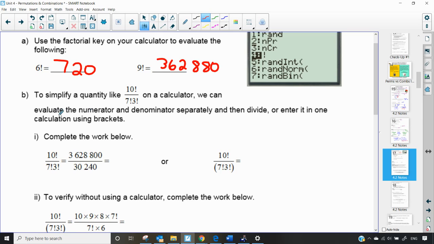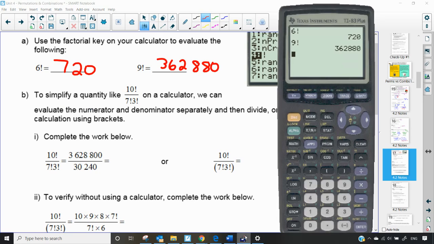All right, so if I want to figure out what 10 factorial over 7 factorial 3 factorial is, I can do that in one of two ways. I can calculate each individually, so I can figure out what 10 factorial is, and then figure out what 7 factorial 3 factorial is, and divide the two. So 3,628,800 divided by 30,240. Or I can do this in one step.